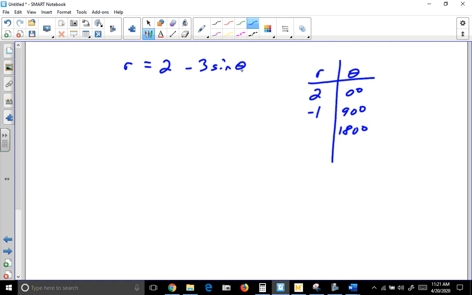Sine of 180 is 0, so 2 minus 0. And at 270, sine of 270 is negative 1. So negative 3 times negative 1, that's positive 3. 2 plus 3 is 5. So those are our 4 quadrantal points.